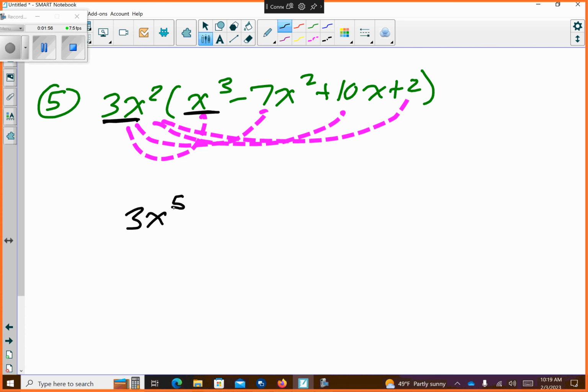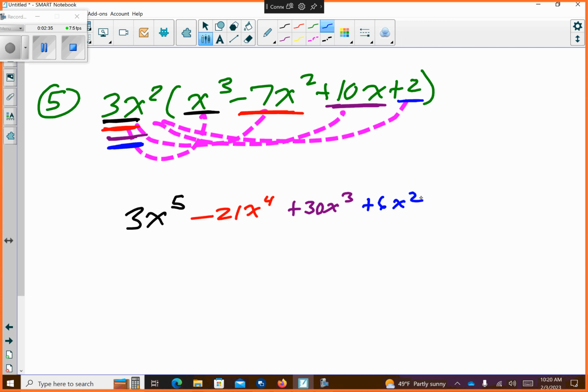Does everyone feel comfortable with that? Now, what is 3x squared times negative 7x squared? Negative 21x to the fourth. Good. So notice we are adding the exponents. And then, what is 3x squared times 10x? 30x to the third. Good. And then last one, what is 3x squared times 2?